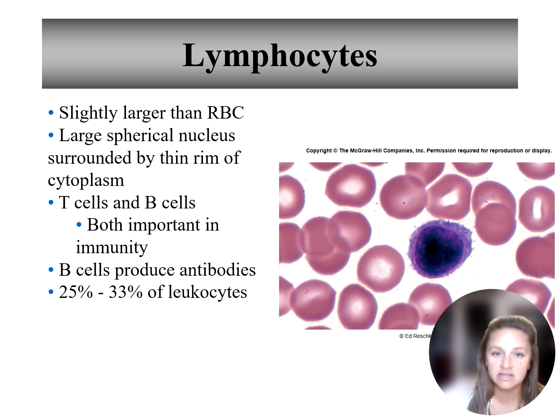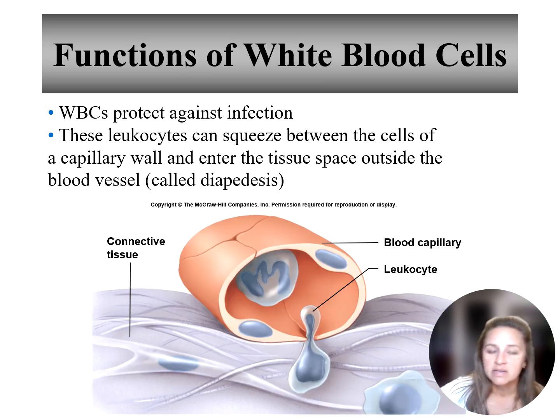And then the last is called the lymphocytes. So these are slightly larger than a red blood cell, and these are actually the precursor to both T and B cells, which are both important in the immune system. We'll talk about these a lot more later when we talk about immunity. And the B cells produce antibodies, the T cells have other jobs, and this makes up 25 to 33% of leukocytes.